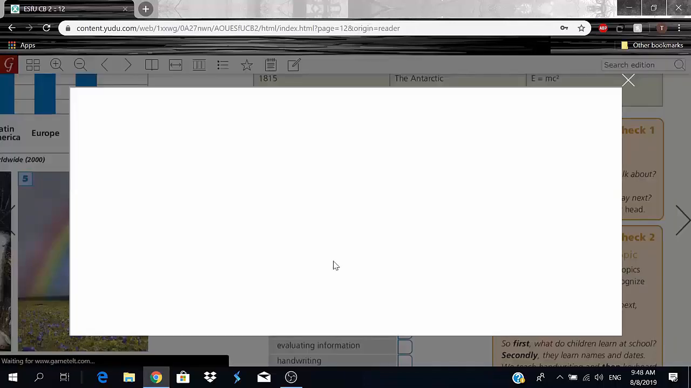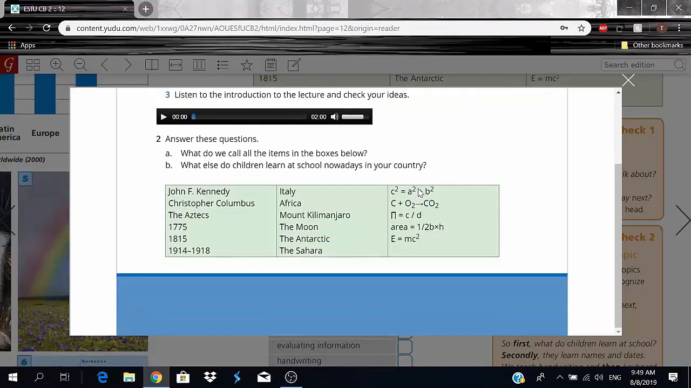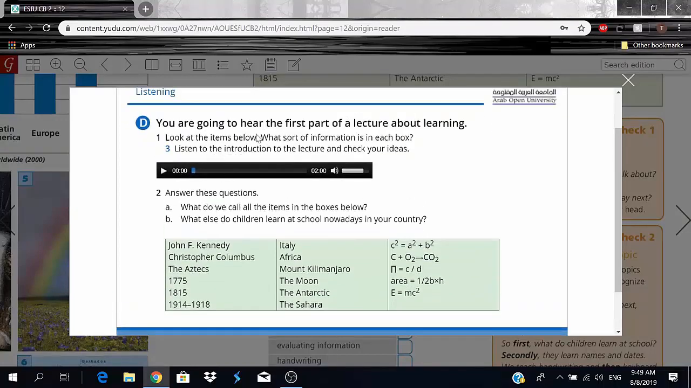Now we're going to hear the first part of the lecture right here. Okay, so here we have, look at the items below and what sort of information is in each box. So we have 3 different boxes and different information obviously in each box. Now we're going to listen to the introduction to the lecture and check your ideas. And then 2, we're going to answer these questions. So what do we call all the items in the boxes below? I kind of already did a little bit of these, but we'll do the rest after the audio. And what else do children learn at school nowadays in your country? We'll leave that until we're done.